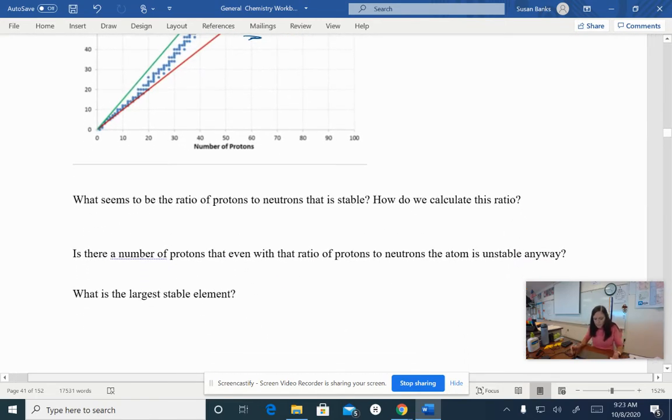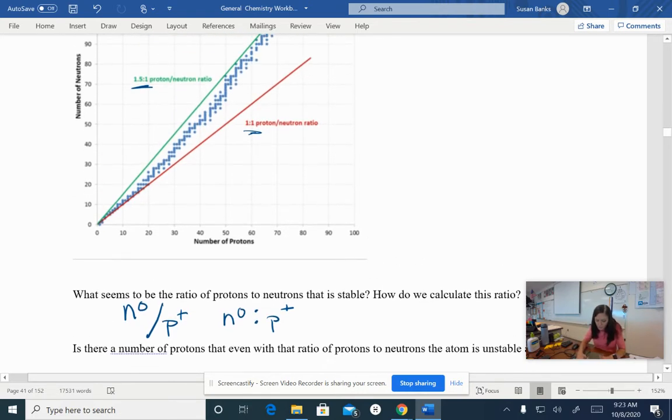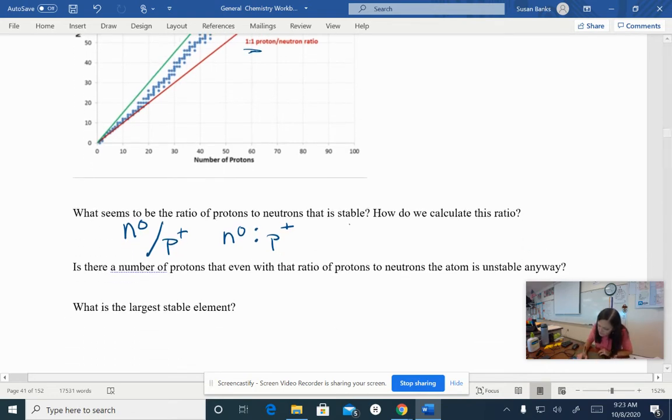So what seems to be the ratio of protons to neutrons that is stable? And how do we calculate the ratio? What we normally do when we calculate the ratio is think of neutrons divided by protons. That's how we do the ratio, or we'll do it neutrons to protons. Notice in this graphic here, we have 1 to 1 to 1.5 to 1. So I would say our ratio is 1.0 to 1.5 neutrons to 1 proton. That would be where our stable elements lie.